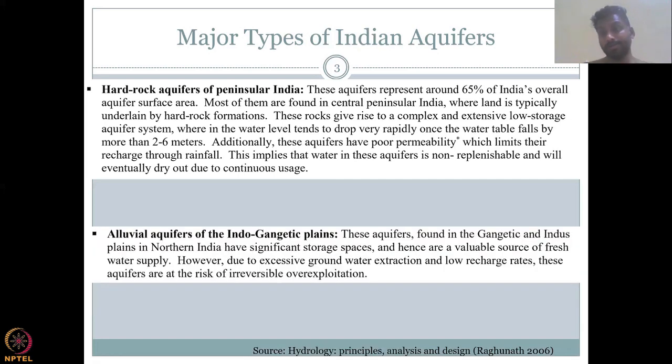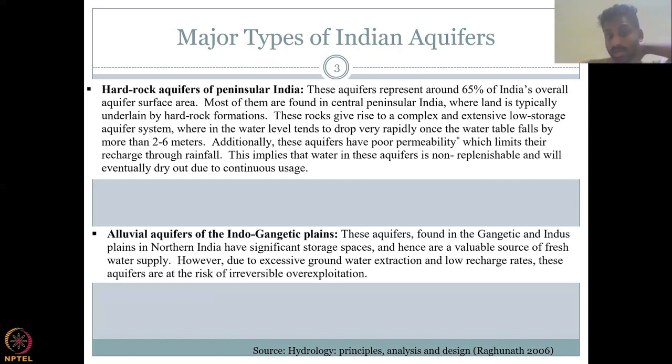What are the remaining aquifers? The remaining aquifers are the alluvial aquifers of the Indo-Gangetic plain. You do have alluvial aquifers in the southern plain, in the Kaveri Delta, and on the western side along the Narmada region. But most of it is in the Indus, Ganges and Brahmaputra region, and the majority of the alluvium is found in the Ganges plains.